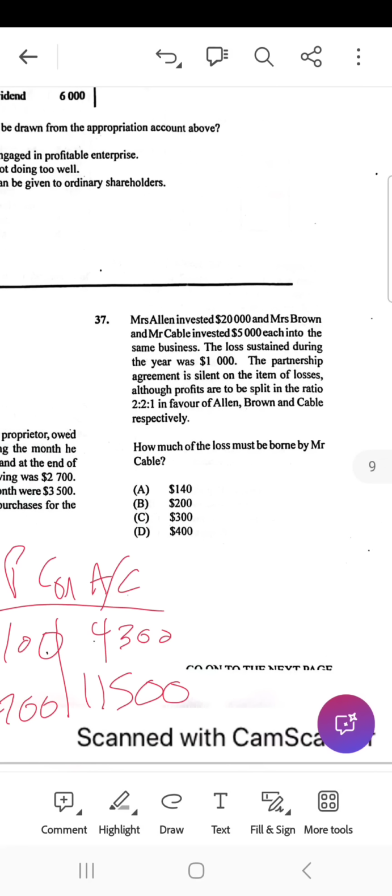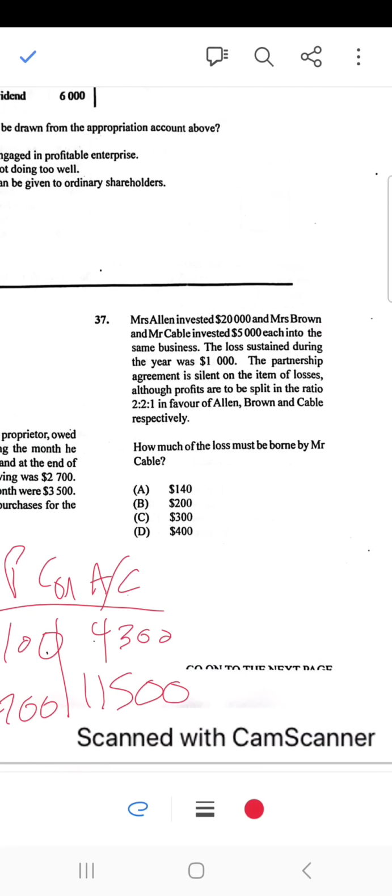So, ladies and gentlemen, profits and losses are shared using the same ratio. So that 1, which represents Cable, will be made into a fraction of 1/5. I got that 5 by adding up all the numbers in the ratio, 2 plus 2 plus 1. So Cable gets 1/5, and then Allen and Brown will get 2/5 each. But we are looking at Cable for now. The loss was $1,000. 1/5 of $1,000 is B, 200.